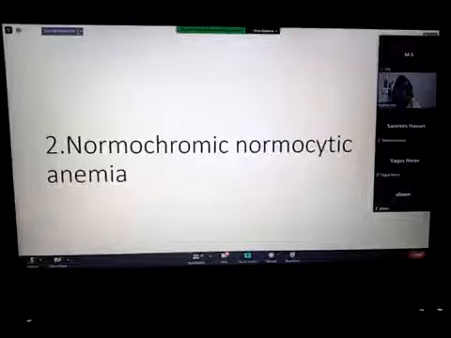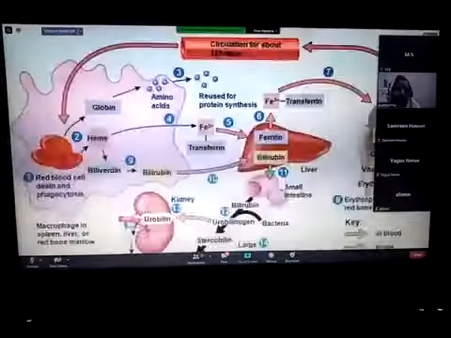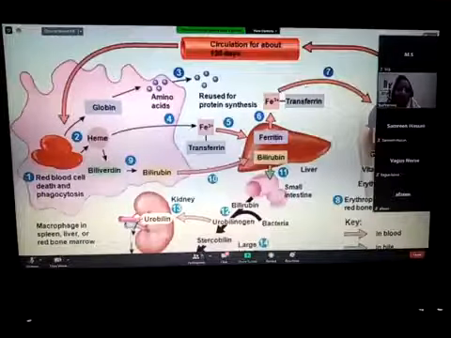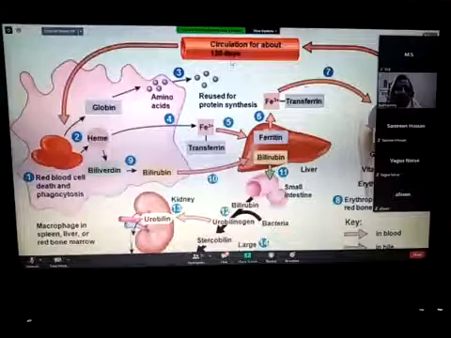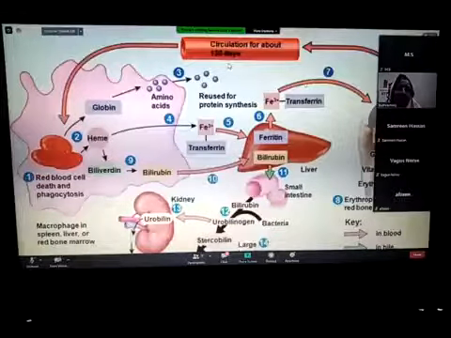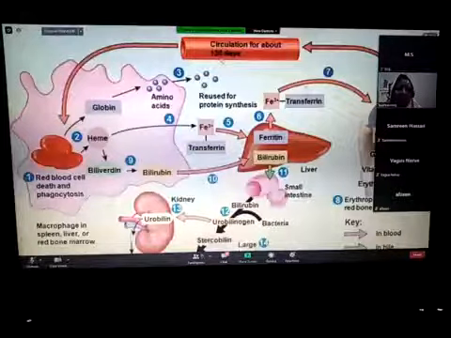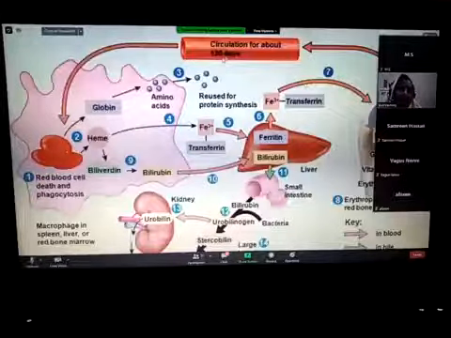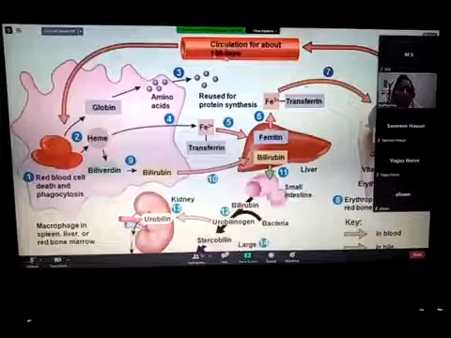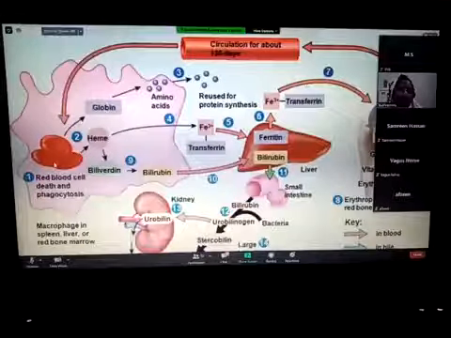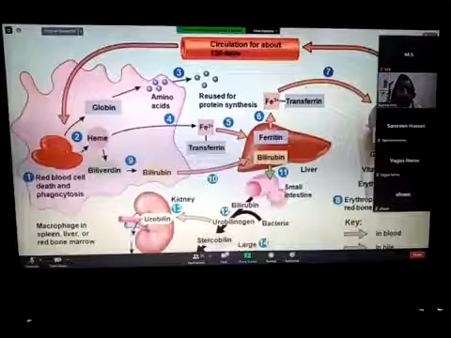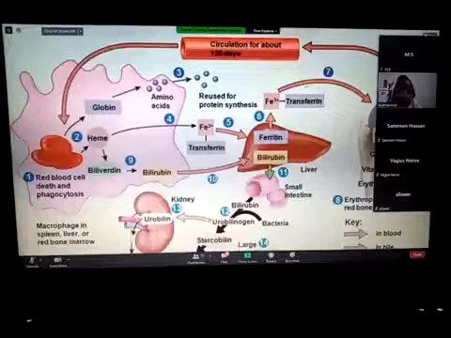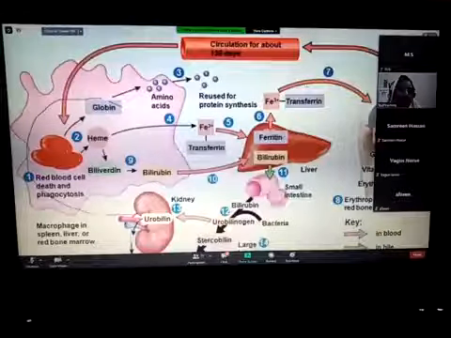Now with this, we come to the third portion of our lecture, which is normochromic normocytic anemia, and we will discuss hemolytic anemia here. You know that red cells are destroyed within 120 days, but in case of hemolytic anemia, this process may be reduced to 5 days or 10 days, and more red cells may be destroyed. So normally what happens after 120 days, the red cell is destroyed within the macrophage. This is a macrophage where this is happening.